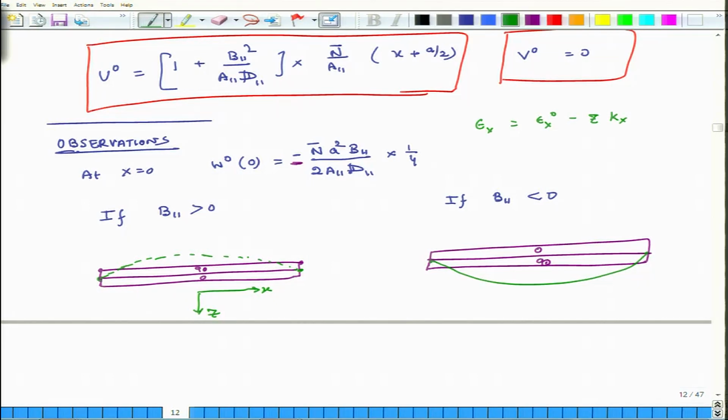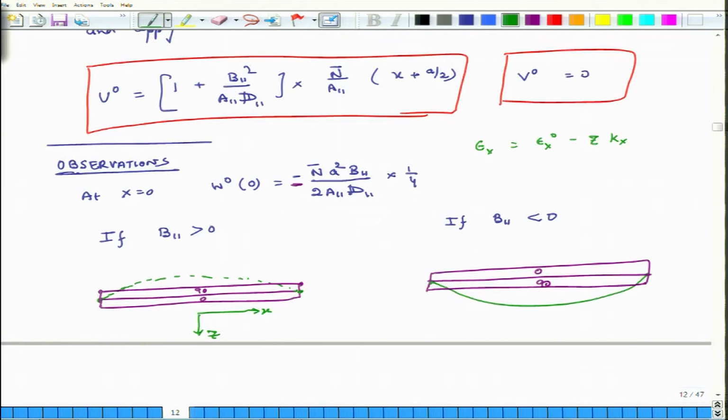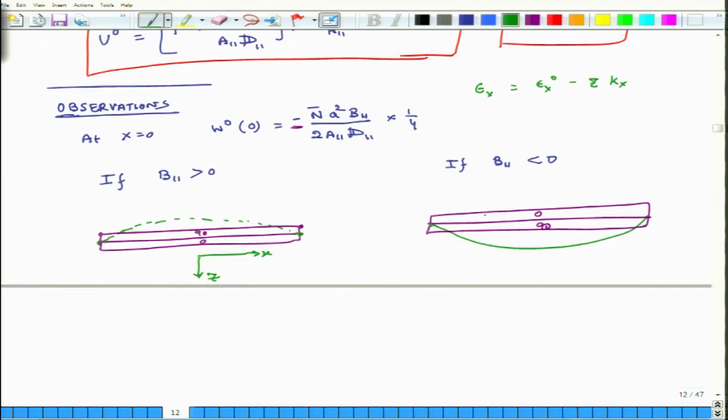So, the first interesting thing is, what is the problem? The problem is that we are subjecting a flat plate to a tensile load, and normally you would not expect the plate to bend, it would only get stretched, but because of the presence of the B matrix, the plate bends, and the direction of the plate bending is determined by B11 in this case. So, this is mathematically how it works out.